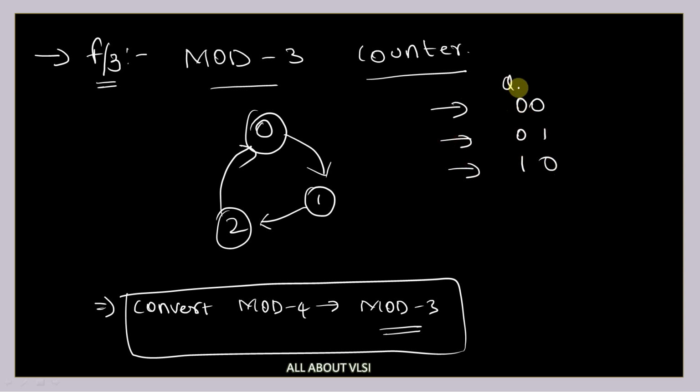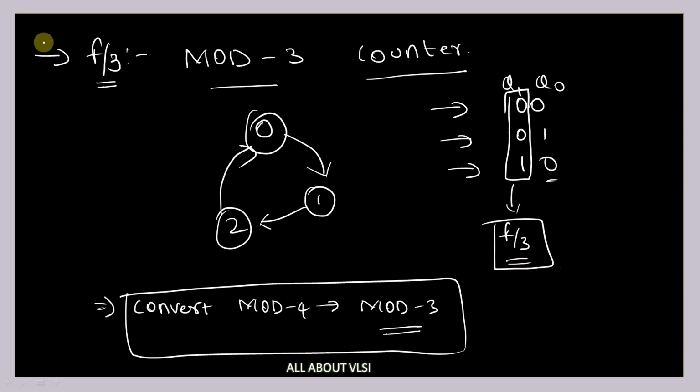Okay, so this is my q1 and this is my q0. I am going to consider my q1. I'm not going to consider my q0 output. I'm only going to consider my q1 output. Here I'm going to get my f by 3 circuit, the f by 3 frequency. Let us try to understand how we are getting it.